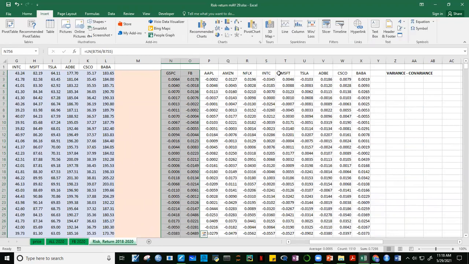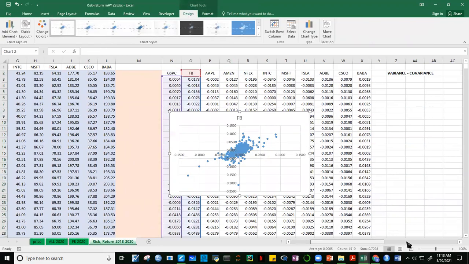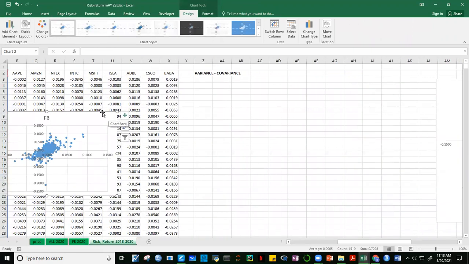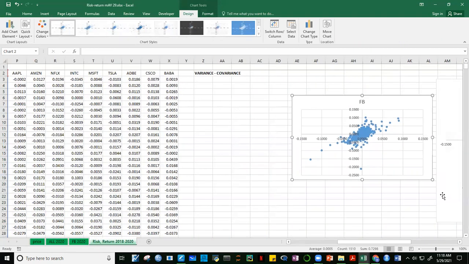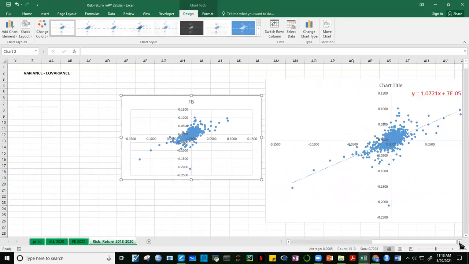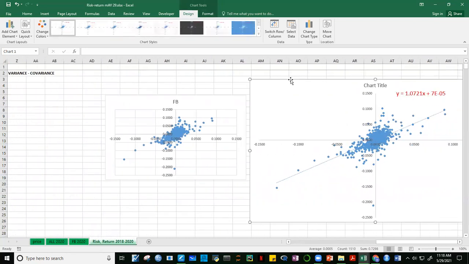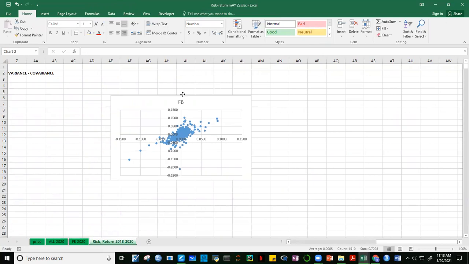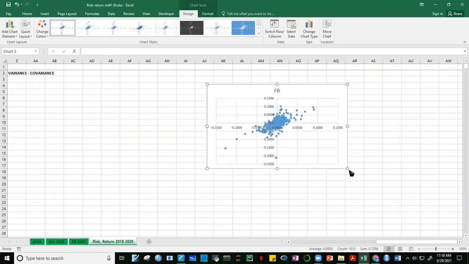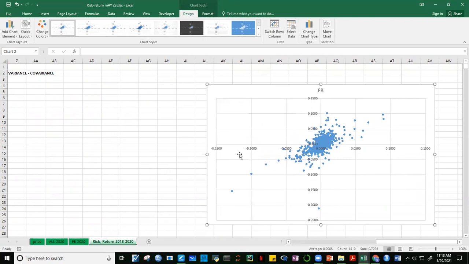Insert tayo ng scatter plot. Okay. So that's what we see guys. Ito yan. Actually, it's this one. Pero let me just illustrate. So we plotted ito kasi, itong nasa x-axis natin, si GSPC. Okay? Tapos yung Y natin, si Facebook.